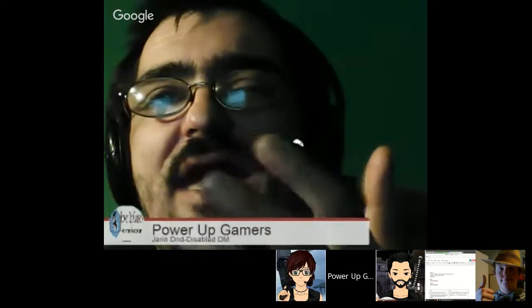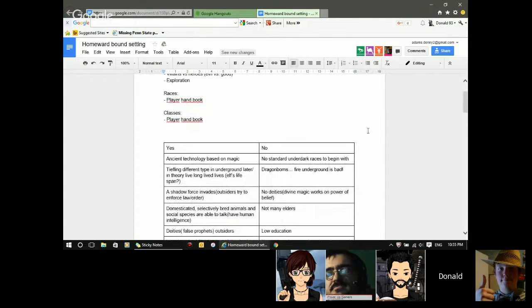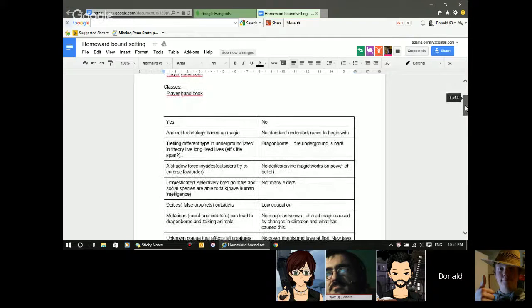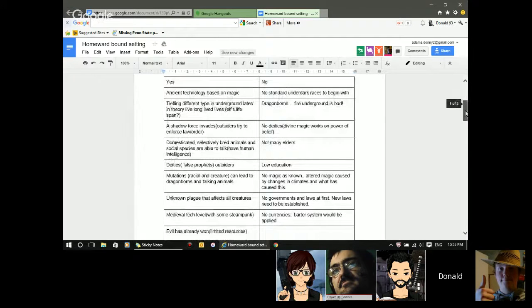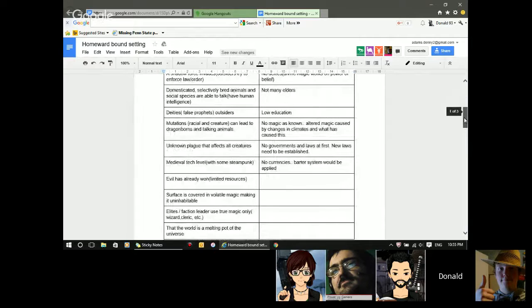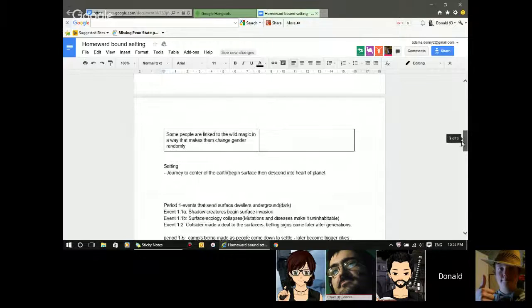Donald, read through what we got, and we'll explain how we came up with it. In the first session before this, Jared, you can put the link in the description later, we covered the theme, the races we would be using, classes, and then we had a yes and no list of what we want to have. We covered this in the first session, so watch that if you want to learn more.